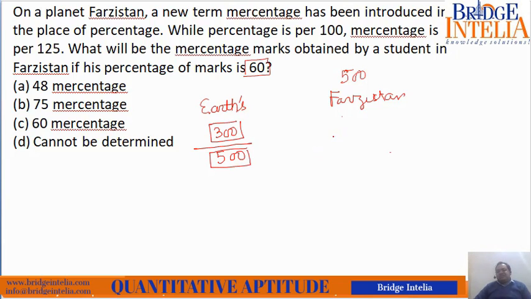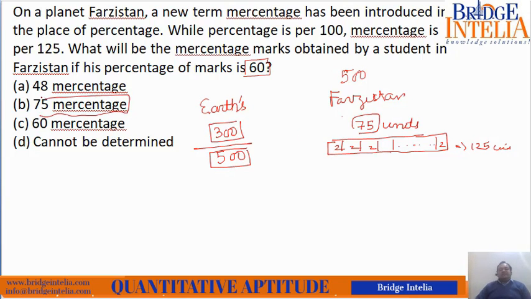So in Farjistan, what will they do? So they will divide 500 into 125 parts. That means each part is equivalent to 2. So this guy has scored 300 marks. So you can say 300 marks will be equal to 75 units. And below there are 125 units. So in terms of percentage, he will say that he has scored 75 percentage. So this was the logical way to think.